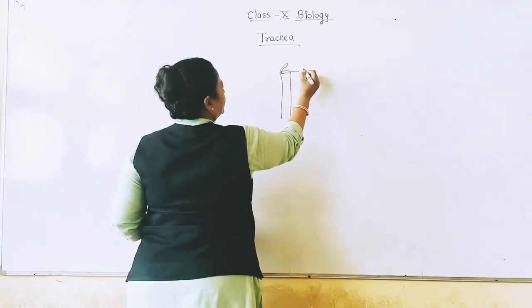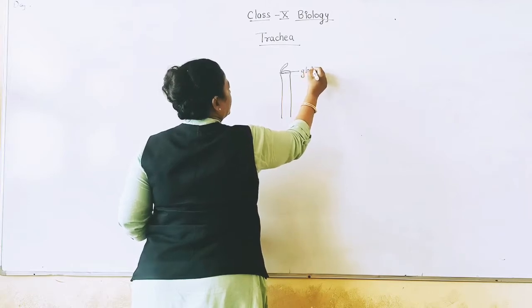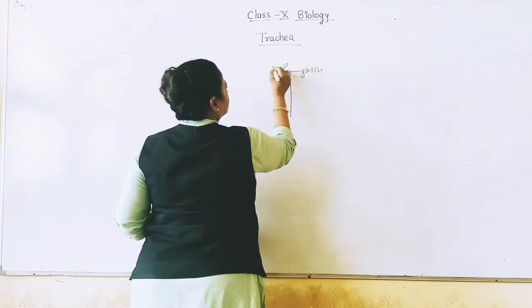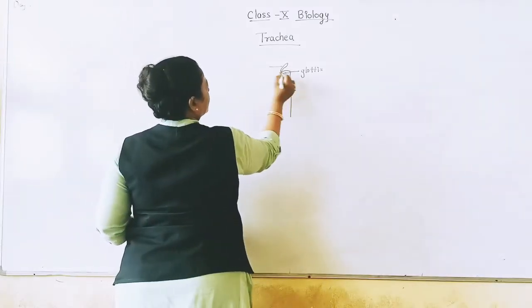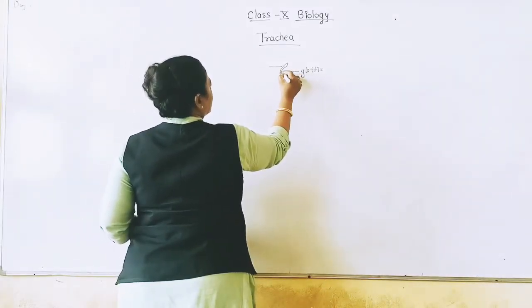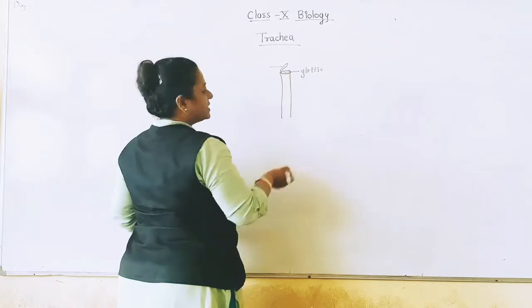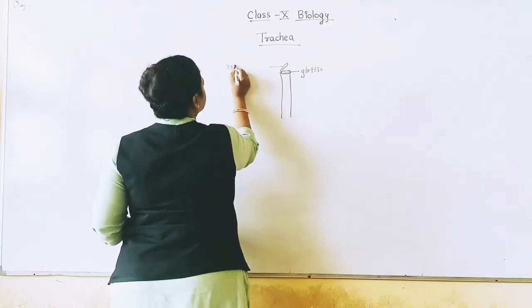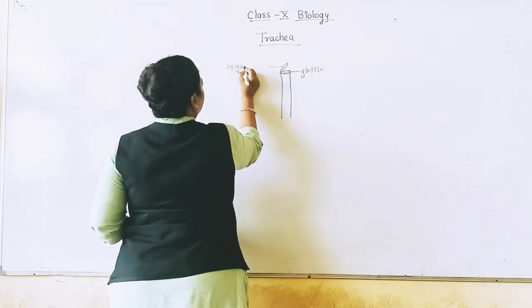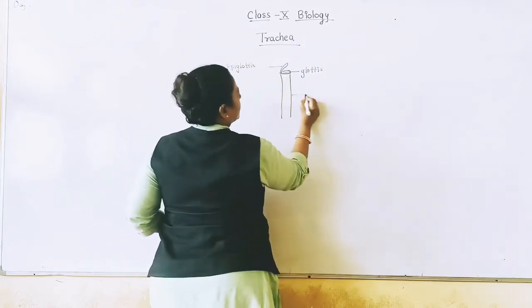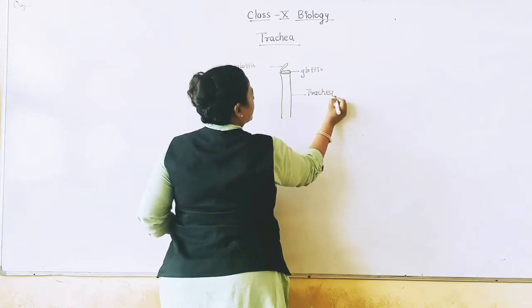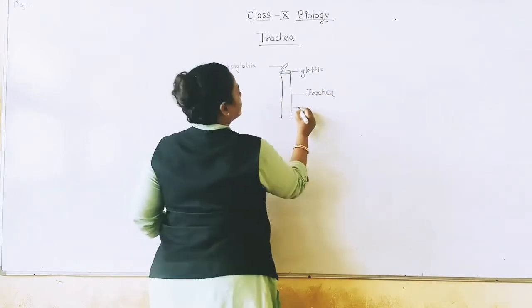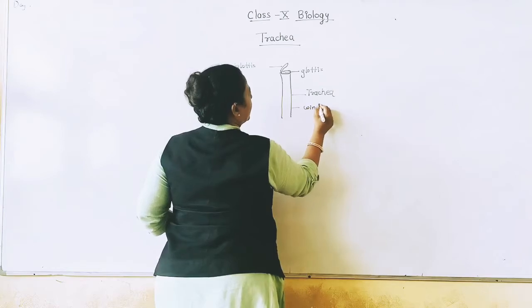The opening of the trachea is called what? Glottis. And the leaf-like structure, which is the covering of the glottis or the windpipe, is called what? Epiglottis. And this structure is called what? Trachea, or it is also called what? Windpipe.